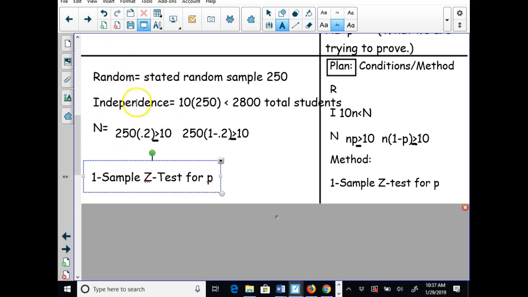Our conditions are met. This is our method we're going to use. It's like if you go to the doctor, they have to check your knee out. They say, yep, you meet the requirements for this type of surgery. Okay, this is the method we're going to use.